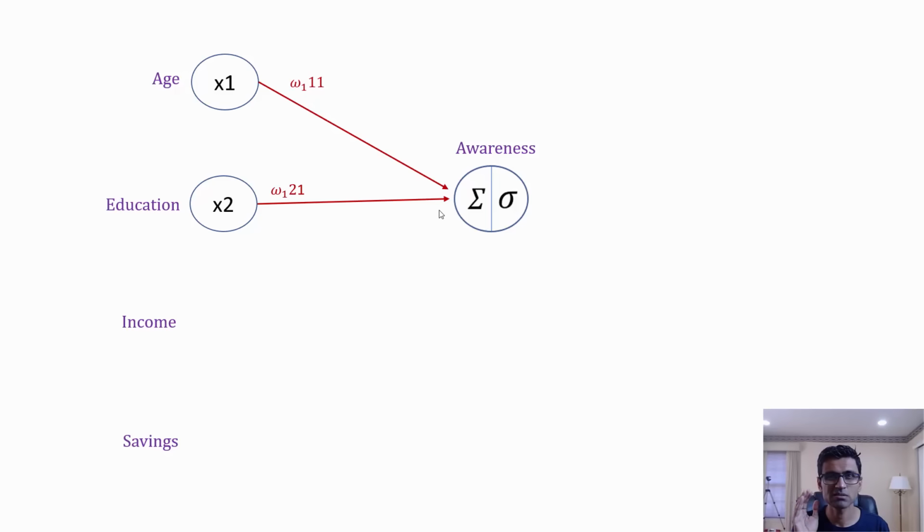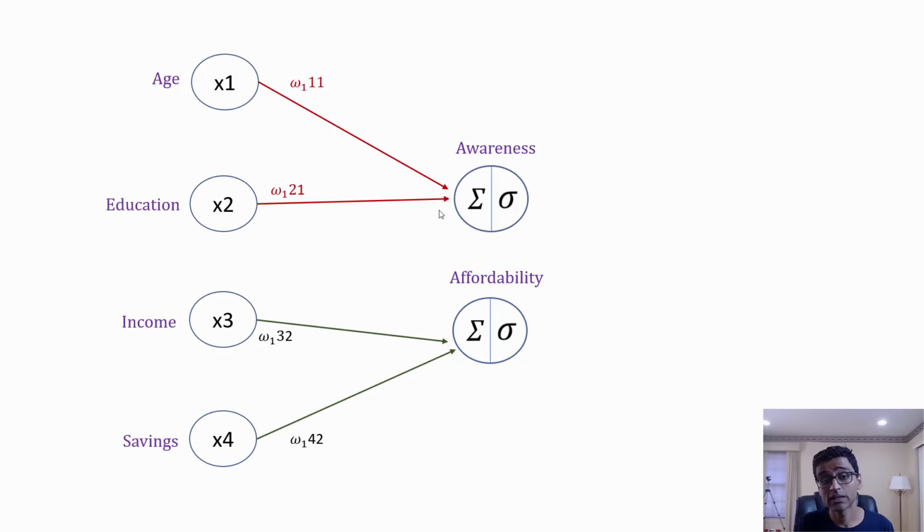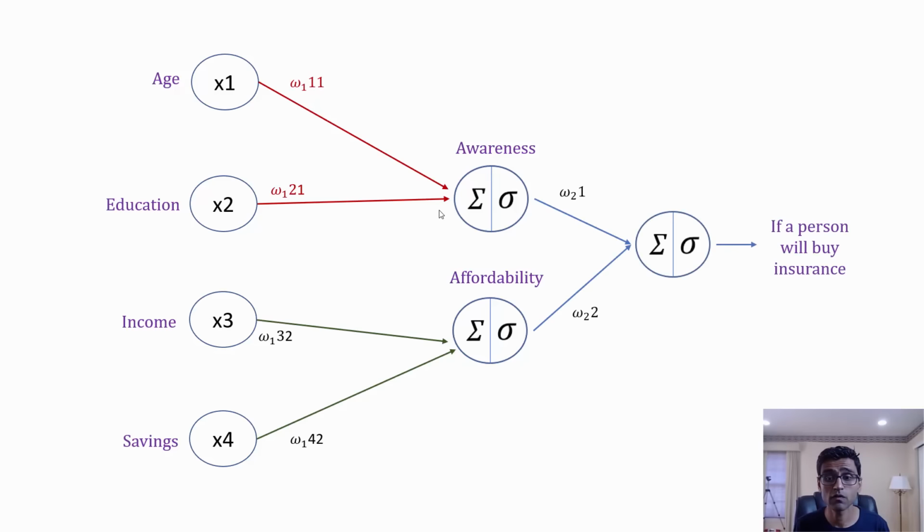Usually if the person's age is young, people think that they will not fall ill and they don't buy the insurance. As the person's age increases, he or she will buy the insurance. Similarly, if the person is, let's say, a laborer and his or her education is not much, the awareness tends to be low. Income and savings can define affordability, because sometimes a person has awareness, but let's say the person doesn't have an income or enough savings to buy the insurance. Then the person will not be able to buy the insurance. So there is an affordability factor as well. And awareness and affordability can ultimately decide if the person will buy the insurance or not.